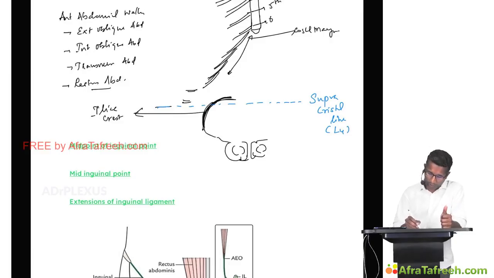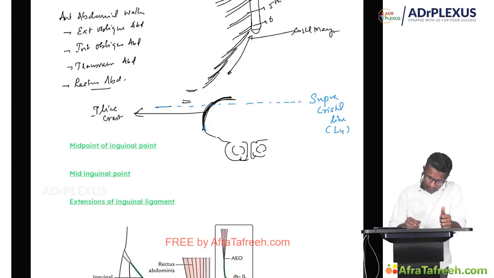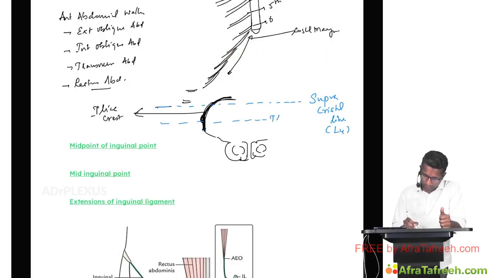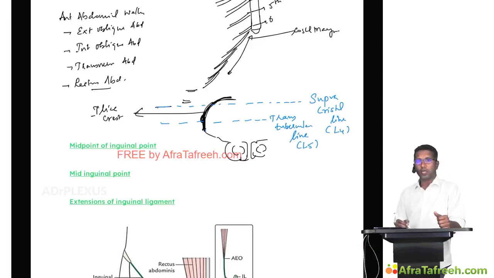In the morning when we were talking about the iliac crest, I told you that there is an elevation here, 5 centimeters behind the anterior superior iliac spine. That is called the iliac tubercle. If I draw a line through the iliac tubercle, then this line is called the transtubercular line. This transtubercular line runs through the L5 vertebra.